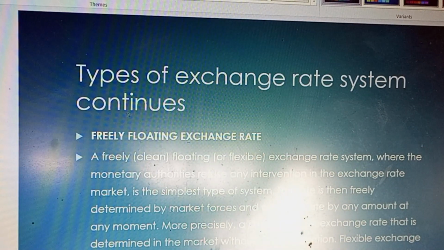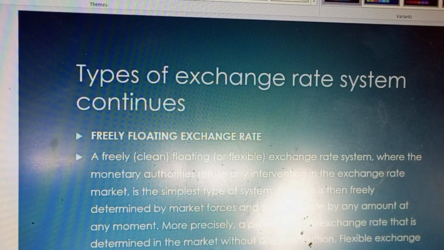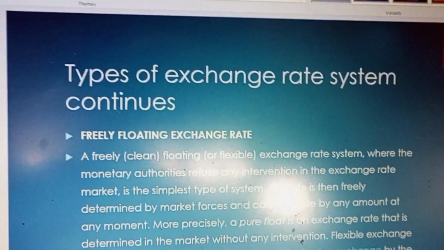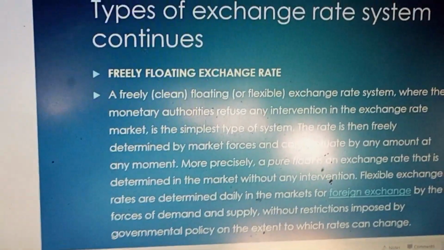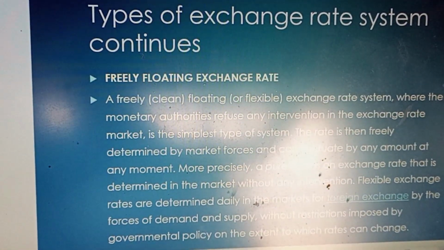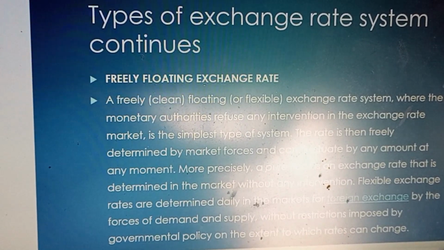There is no government intervention. There is no one intervening in the market. It is only the market forces. The market forces, which are demand and supply, are the ones that determine the exchange rate in the market.